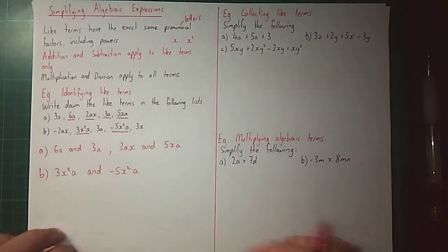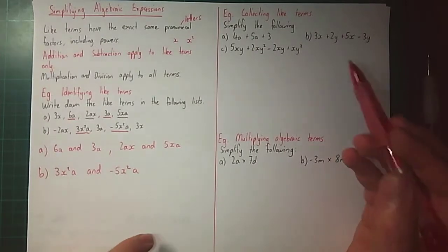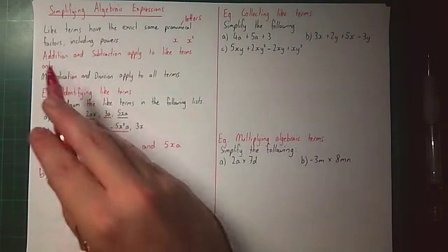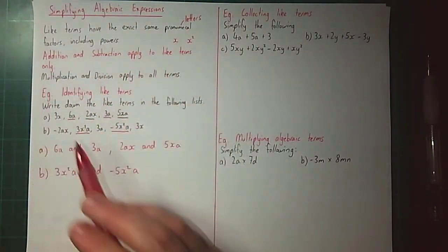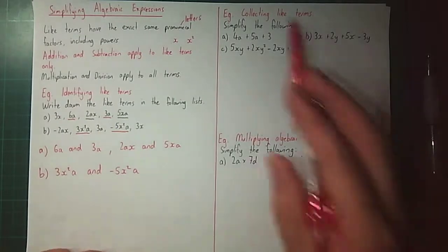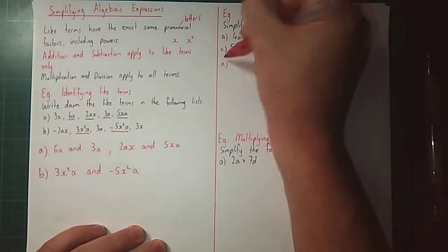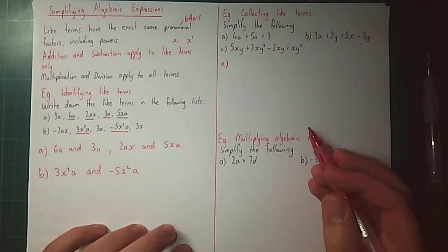Moving on to our next example, we're going to be collecting like terms. So what that means is we're adding and subtracting like terms. Remember, we said at the beginning, when we add and subtract, it only applies to like terms. Okay, so when we're simplifying the following, we'll start off with a. I'm going to do the same thing that I did over here. I'm going to underline the like terms.